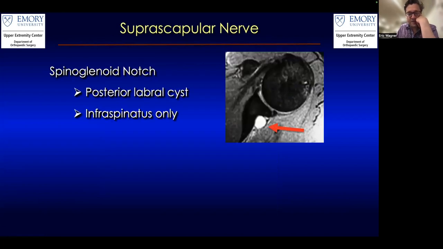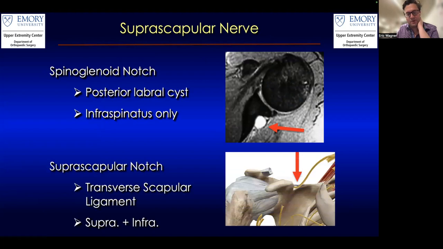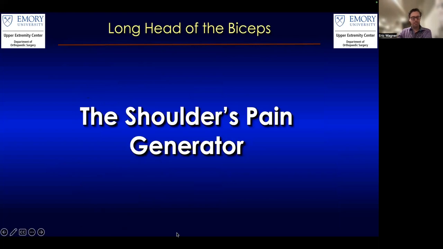This is a spinoglenoid notch cyst. Usually you see a cyst like this on the glenoid. It's pushing on the infraspinatus muscle, or the nerve going to the infraspinatus, and can cause compression. This is suprascapular notch. So this is the transverse ligament, and if you have something at this area, it can affect both the supraspinatus and the infraspinatus.